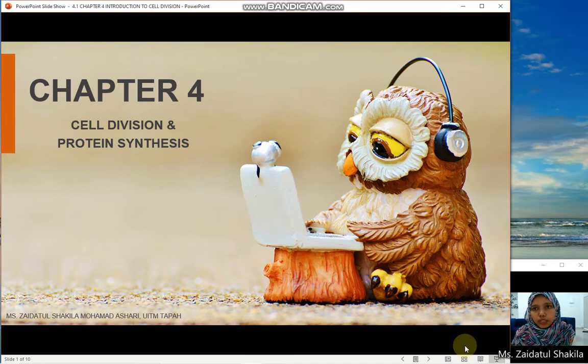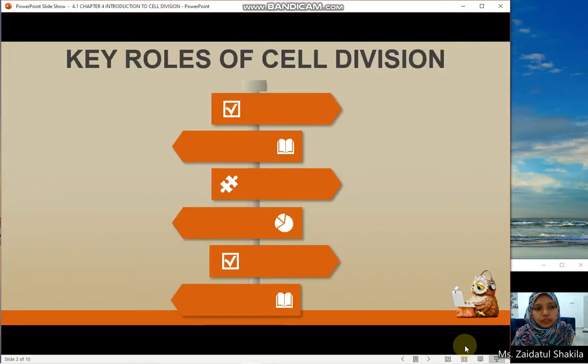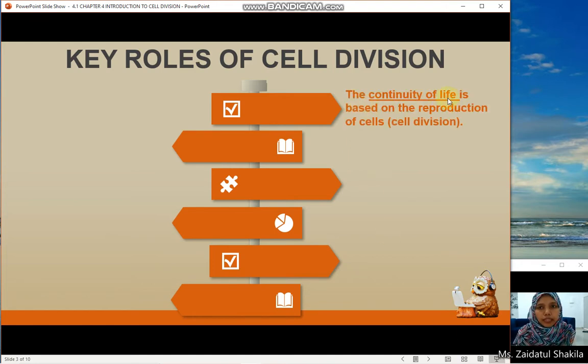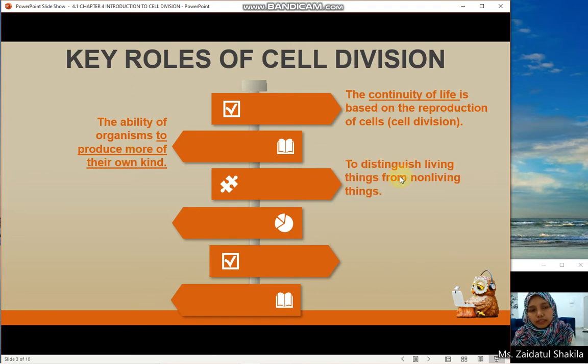So to start, we are going to learn the key roles or importance of cell division. Cell division is for the continuity of life, whereby all organisms on earth need to continue their life for the generation of their existence. Cell division is to produce more of their own kind. Cell division is used to distinguish living things from non-living things.